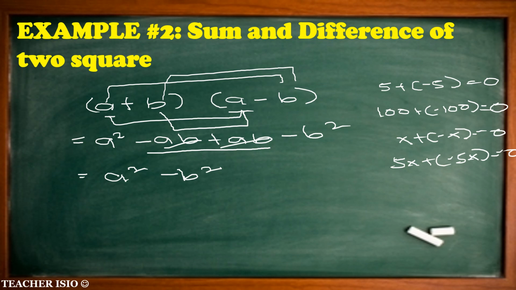So, in short, mga anak, when it comes to sum and difference of 2 squared, for us to find the product, ang gagawin niyo lang, just square the first term. Yan, just square the first term and square the second term and then use the operation of subtraction.